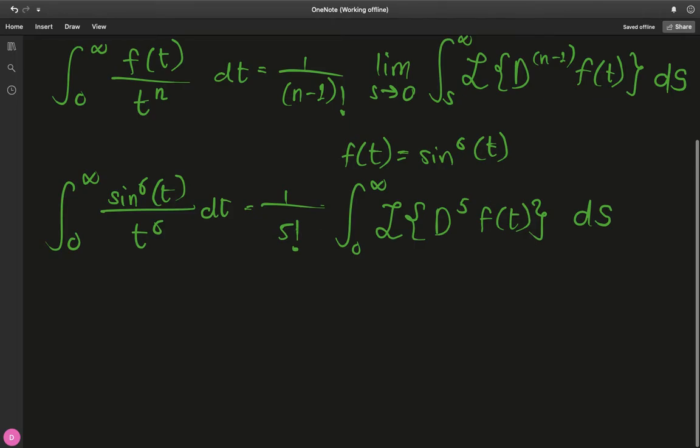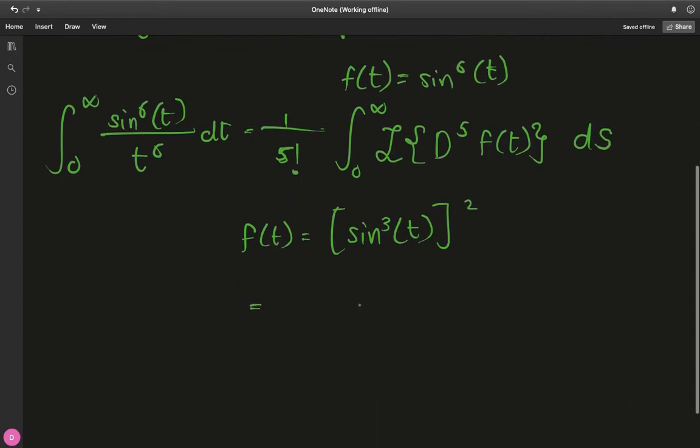So, to apply this nice property, we need to actually simplify this function, because first we need to take the derivative of this function 5 times. So it will be way better to work with a much more convenient form. So f of t is, notice, sine cubed of t, the whole thing squared, because 3 times 2 is 6.